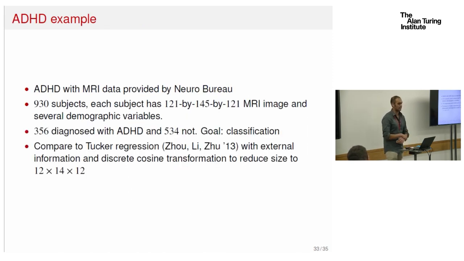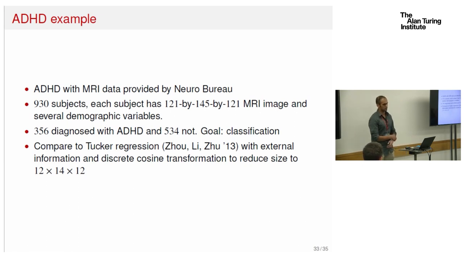And just to show that with a real data example, this is a toy example that people use: ADHD data based on MRI images. ADHD is a disease, and we're doing the classification problem of whether someone has the disease or not. This is from the Neuro Bureau website. Here we have 930 subjects, and for each subject, we have a 3D MRI image of 120 by 145 by 121. 356 people are diagnosed with ADHD and 534 not, and so our goal is classification.